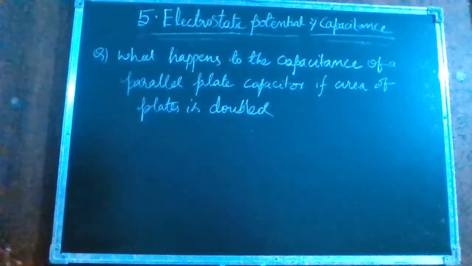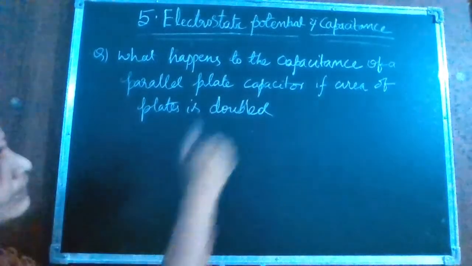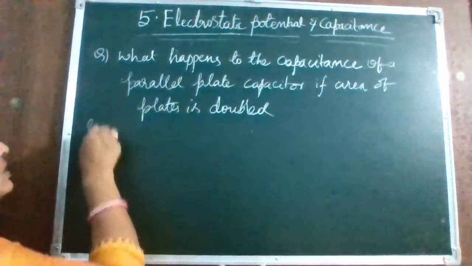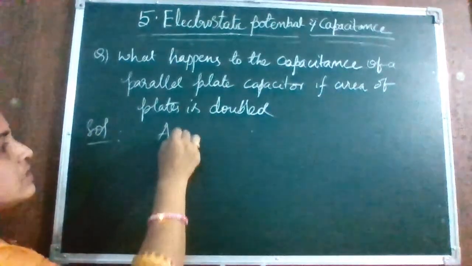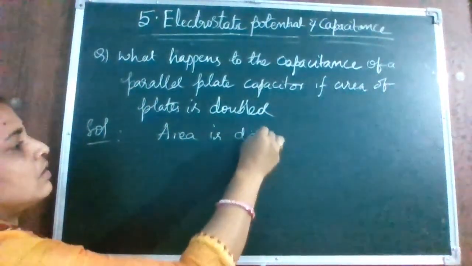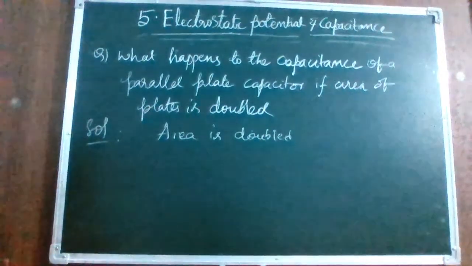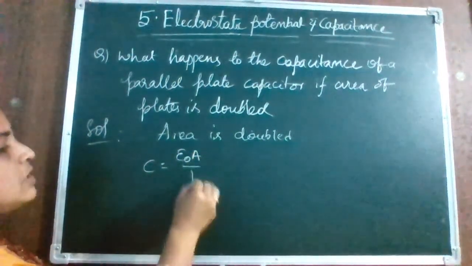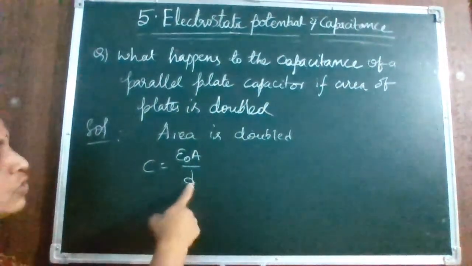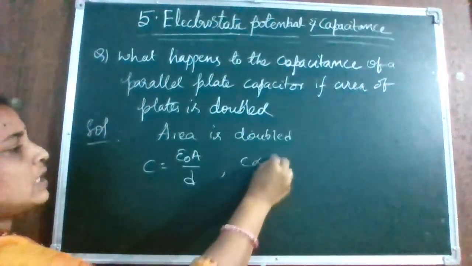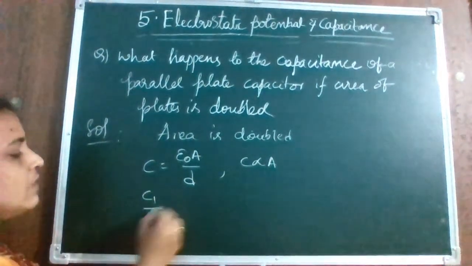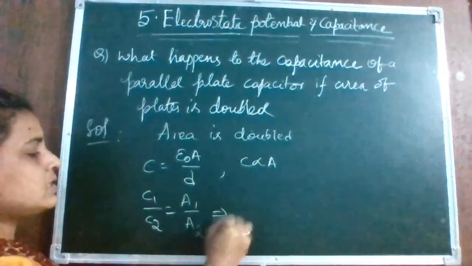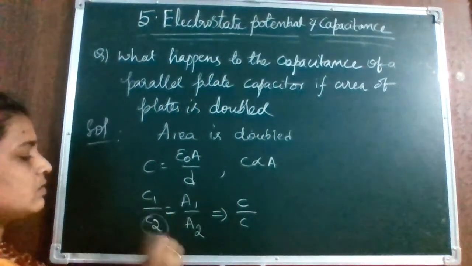Okay. So this is another problem related to the capacitor. What happens to the capacitance of a parallel plate capacitor if the area of the plates is doubled? The area of the plates is doubled. That means it increased two times. So we have the formula C equals epsilon A by D. For the same capacitor, this is constant, so C is directly proportional to A. Then we can write C1 by C2 equals A1 by A2.